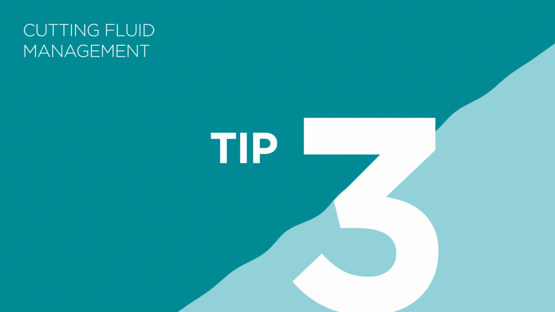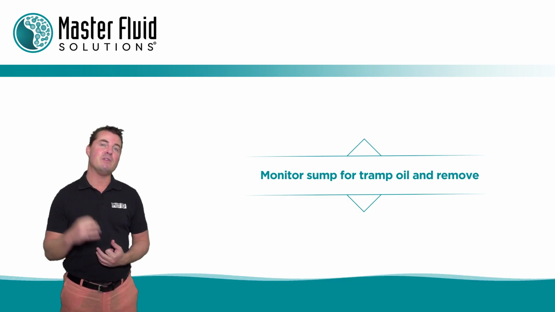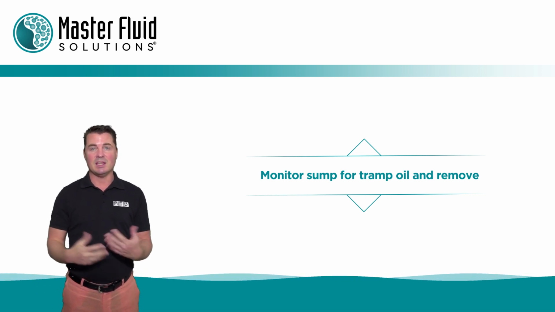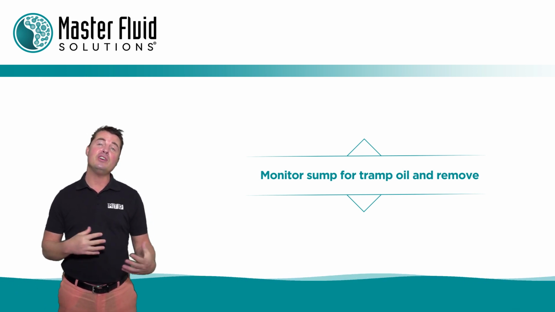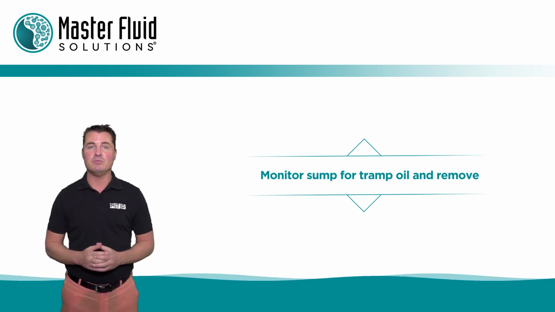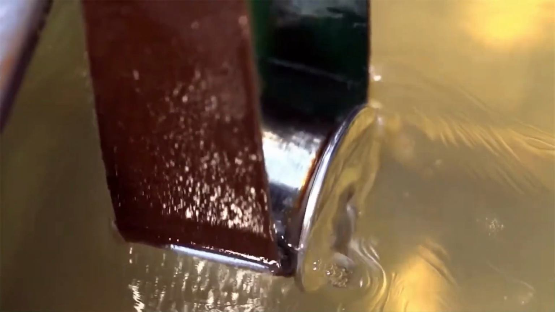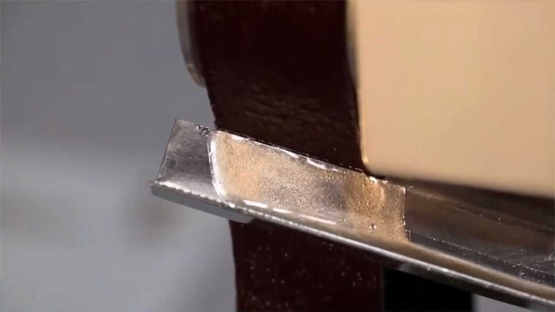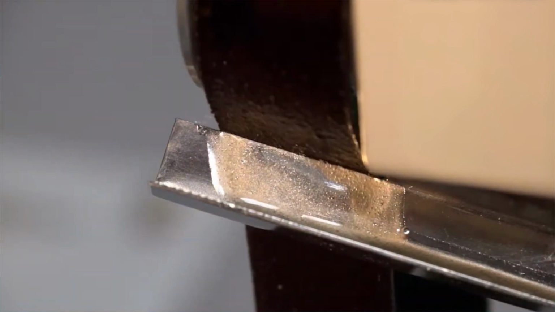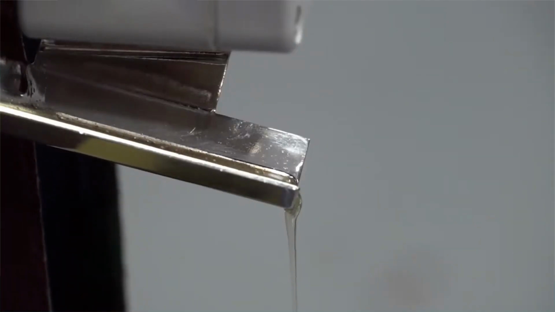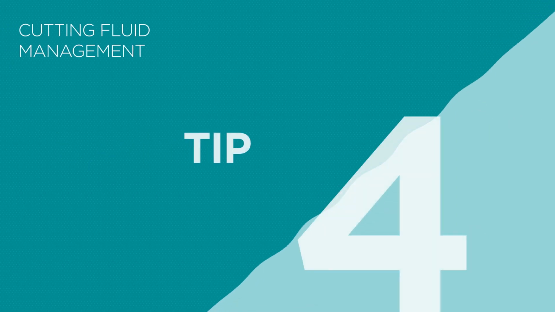3. Monitor the sump for tramp oil and remove it immediately before it emulsifies. The latest generations of cutting fluid are designed to reject tramp oil to float to the top for easy removal. You can either skim tramp oil off the surface manually or purchase specialized equipment like oil skimmers and coalescers that collect oil from the sump automatically. Once it becomes emulsified, the only way to remove tramp oil is with a centrifuge.